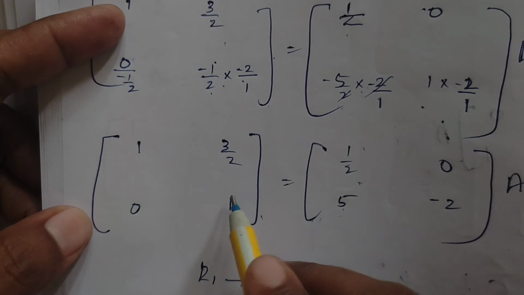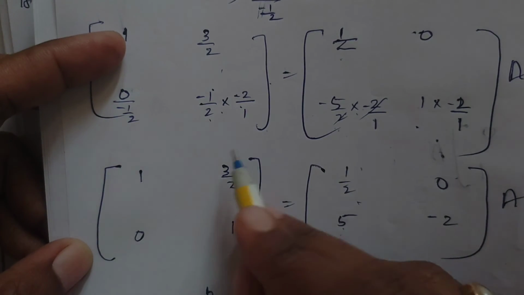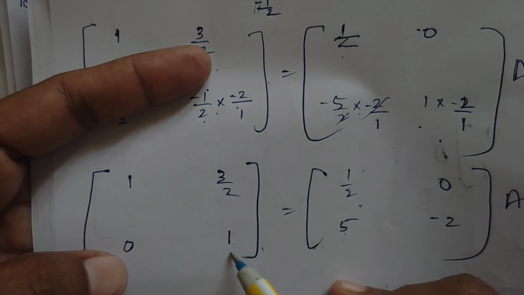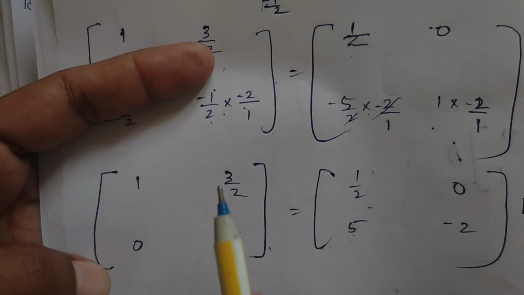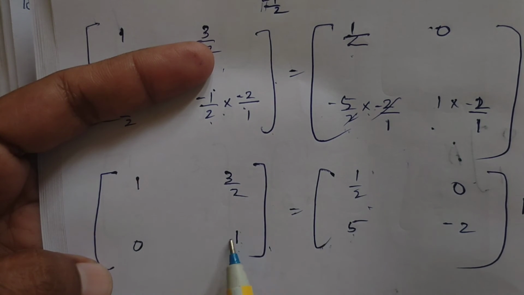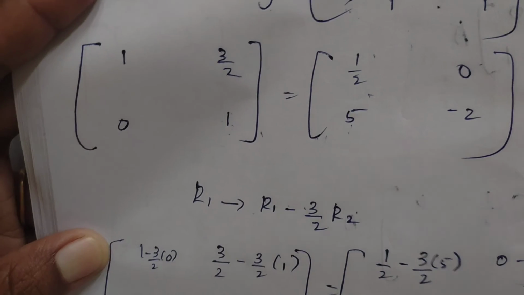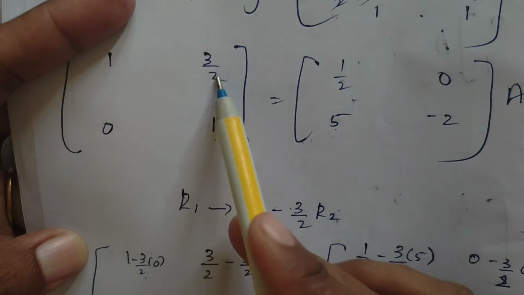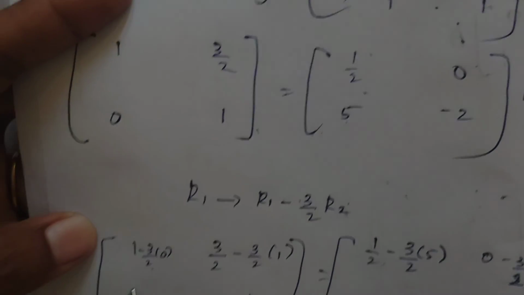Step 4 is we have to make this 3 by 2 zero. So how to make this 3 by 2 zero? Multiply this R1 by 3 by 2 and subtract it, we will get the 0. So what is the binary operation? R1 minus 3 by 2 into R2 will give this element 0. So 1 minus 0 into 3 by 2, 3 by 2 minus 3 by 2 into 1. R2 remains as it is, 0 1.